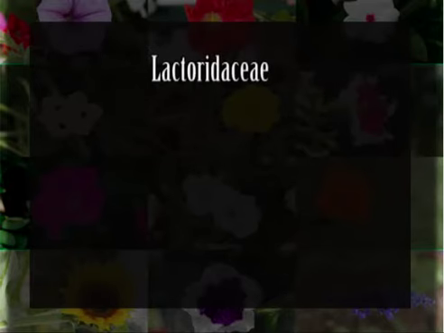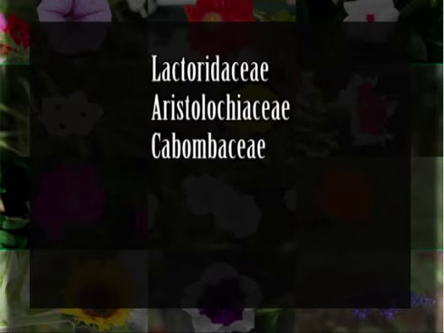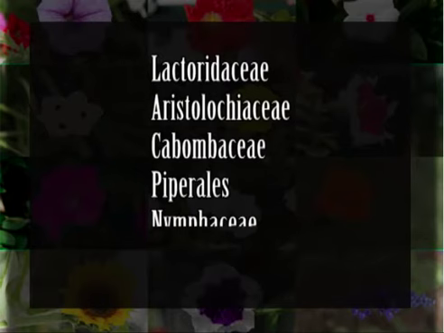The term Paleoherb was first used by Donoghue and Doyle in 1989 for a group of derivatives of magnoliids having anomocytic stomata, two whorls of perianth, and trimerous flowers, including Lactoridaceae, Aristolochiaceae, Cabombaceae, Piperales, Nymphaeaceae, and monocots.